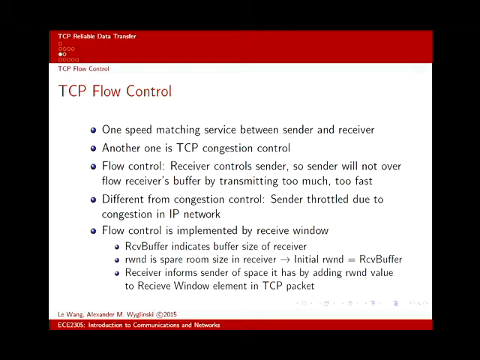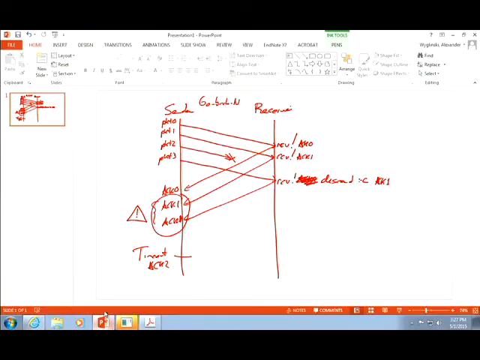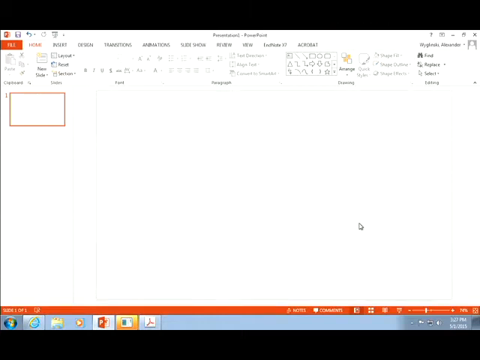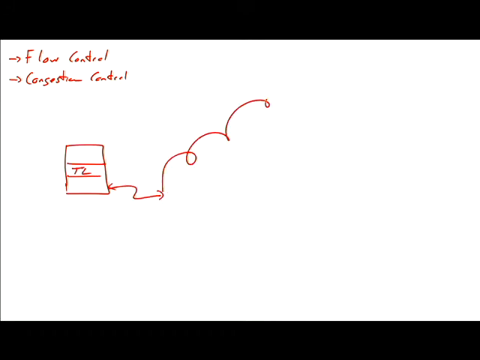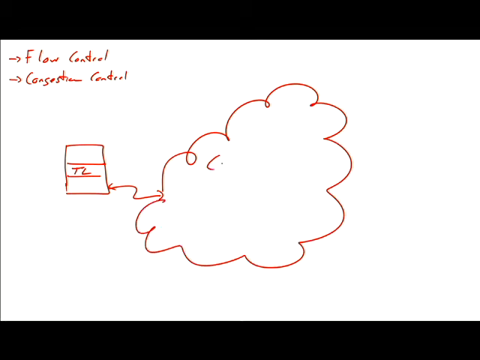So there is a feedback loop. I'm going to stop talking with my hands and start talking with my pen. So we go back to our diagram, and we're going to talk about flow control and about congestion. Here's our TCP, transport layer. Comms network.